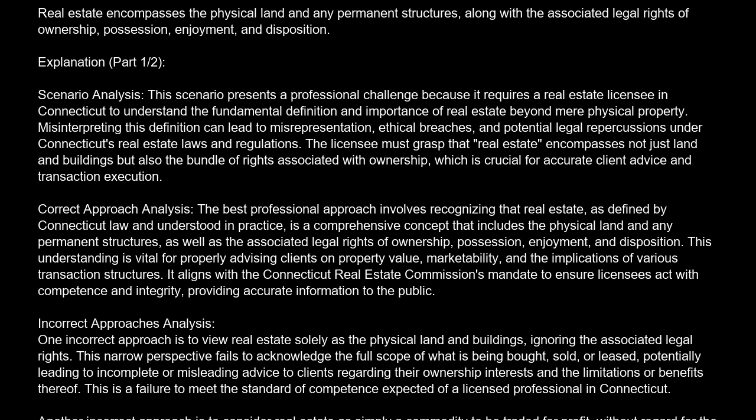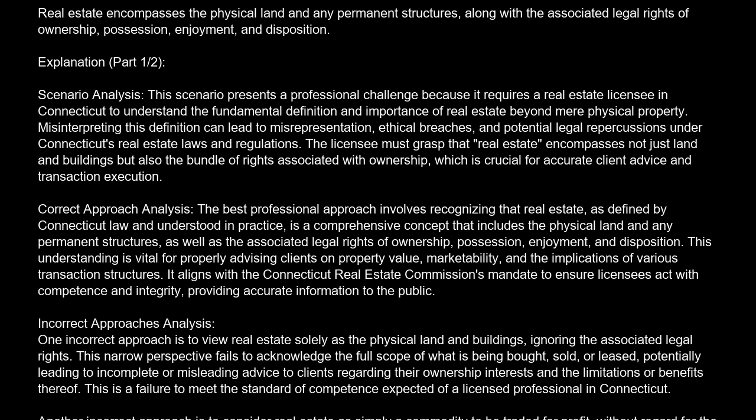Misinterpreting this definition can lead to misrepresentation, ethical breaches, and potential legal repercussions under Connecticut's real estate laws and regulations. The licensee must grasp that real estate encompasses not just land and buildings, but also the bundle of rights associated with ownership, which is crucial for accurate client advice and transaction execution.